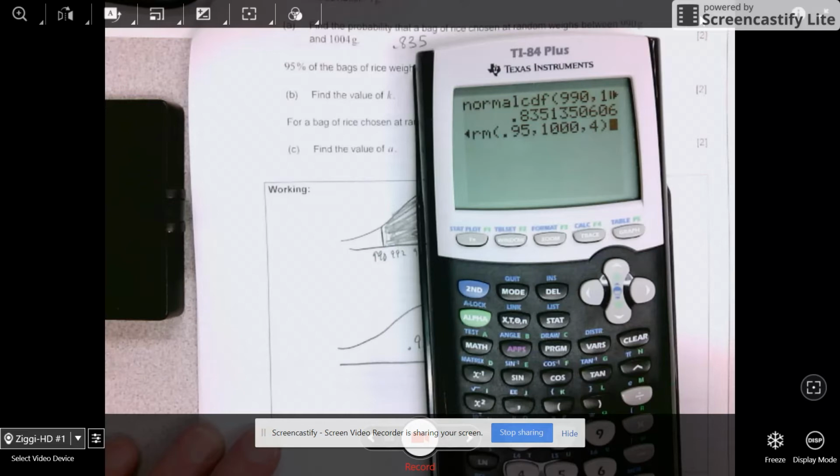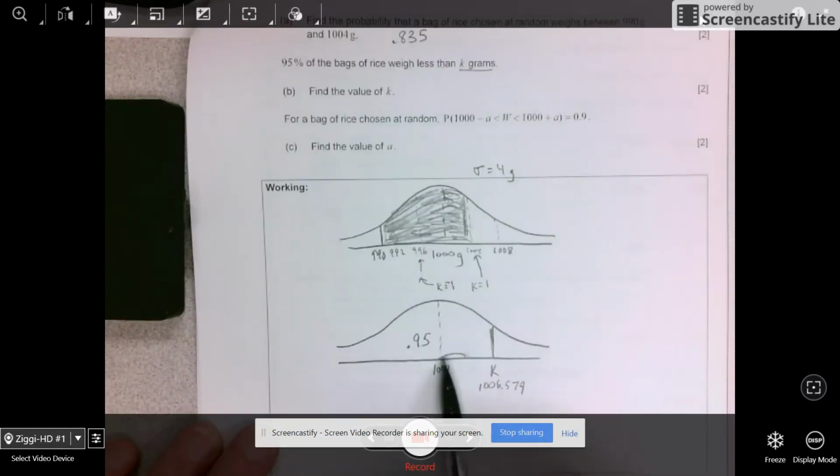That should make sense. 1,000 is in the middle. One standard deviation is about 34%, so 1,004 is about 34%. So if you think about 50 plus 34, that's 84, and then you go a little bit further to the next one.